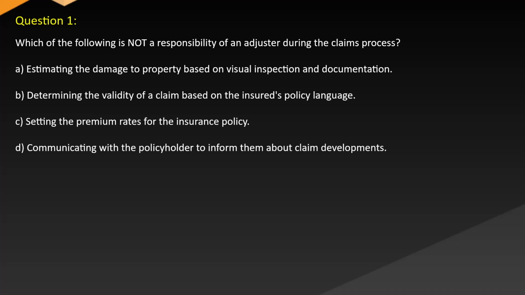Question 1. Which of the following is not a responsibility of an adjuster during the claims process? A. Estimating the damage to property based on visual inspection and documentation. B. Determining the validity of a claim based on the insured's policy language. C. Setting the premium rates for the insurance policy. D. Communicating with the policyholder to inform them about claim developments.